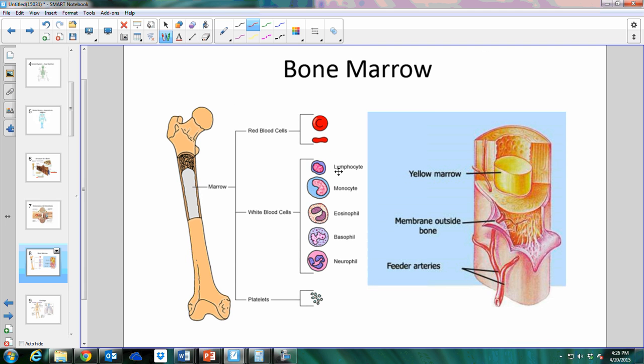The bone marrow is the middle of the bone, and your bone marrow is made up of yellow marrow, which you see here, which is mostly made up of fat, and your red marrow, and this is where your red blood cells are made, and white blood cells are also created in the bone marrow, as well as platelets. And so your bone marrow is a very important part of your body, obviously recycling your blood cells.